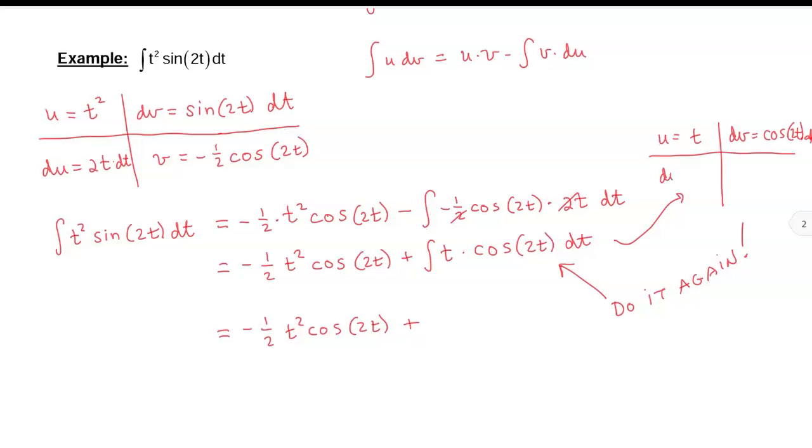The derivative of u is dt. The antiderivative is a correction factor of 1/2. The antiderivative of cosine is sine. Okay, let's set that up. So we will get u times v. So that will be 1/2 t sine of 2t minus the integral of v du. So v is 1/2 sine 2t and du is dt. So we can take the antiderivative of that.